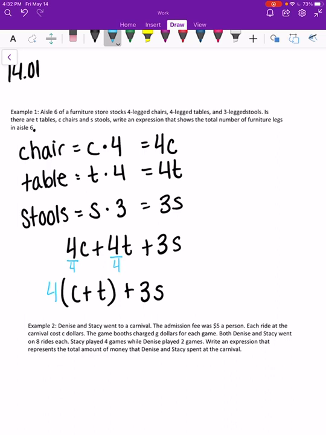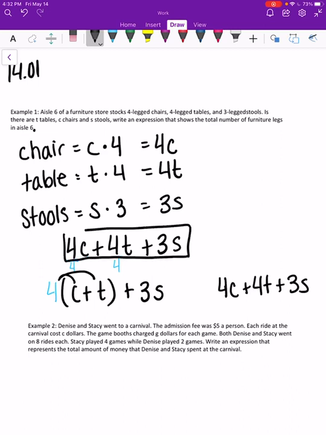Because if we were to multiply it back through, 4 times C is 4C. 4 times T is 4T. And then we still have 3S on the outside. So what I'm saying is this equation here works and this equation here works. They're both correct. You can write it several different ways. So that's example number 1.